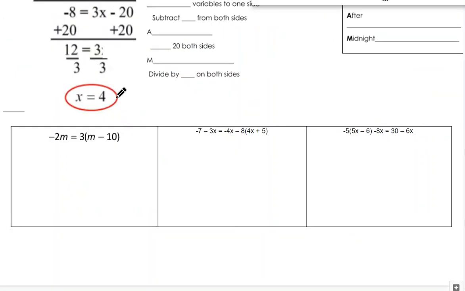All right, let's do some more practice problems here. I have this one down here. What I usually do is I write "don't call me after midnight" down the side next to my equation, because that will help me remember my steps. Okay, so now I have my "don't call me after midnight."